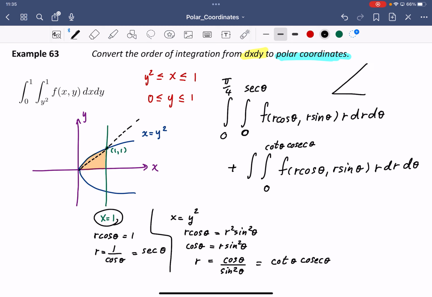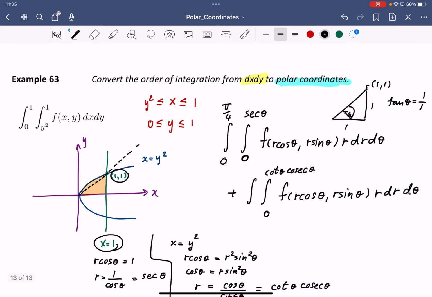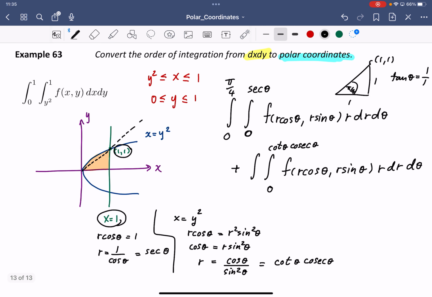Because you know it passes the point (1, 1), this should be pi over 4. This is super easy: tangent theta equal to 1 over 1, so it's pi over 4. Because it passed the point (1, 1), you already know it. So it is pi over 4 here.